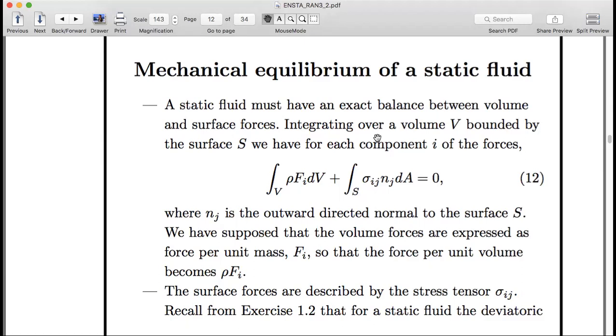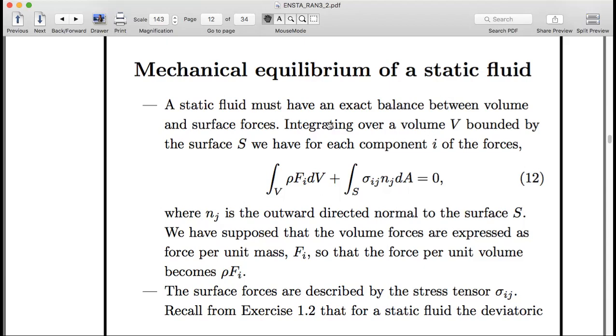Okay, let's move on to the mechanical equilibrium of a static fluid. So we're going to derive our first balance, the hydrostatic balance. It's one of the most fundamental and useful balances in fluid mechanics. And rather than just give you the formula, we've gone through all the background in terms of the stress tensor to really understand this in some detail.